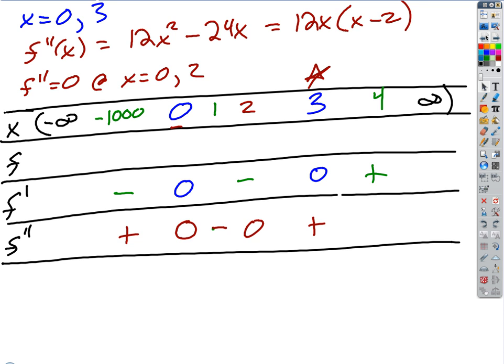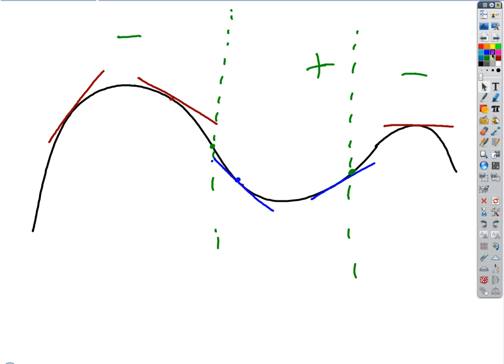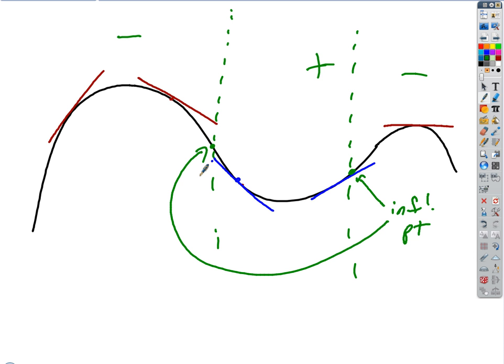If we go back to our picture, inflection points we said would be right there. We identified them right there, you guys told me to stop. That's an inflection point, and that's an inflection point. It's where it changes concavity from up to down or vice versa. Okay, those are inflection points.